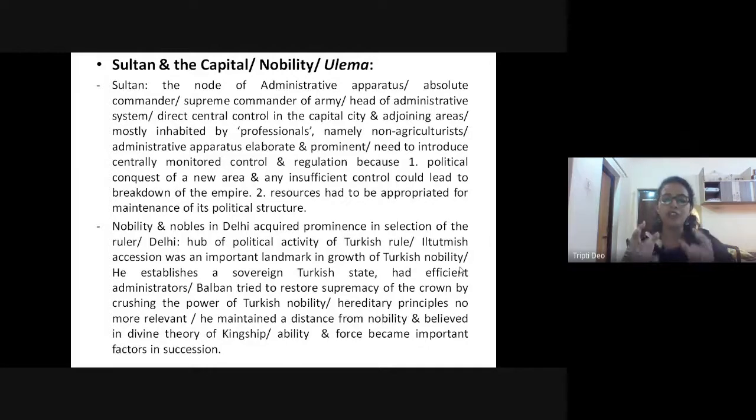He tried to strengthen the position of the Sultan by talking about his own kingship, the divine theory of kingship, that the king is most important. He has powers from God and he's a representative of God on earth. So these are the kind of notions that he attached to the king, to his kingship, just to strengthen the position of the Sultan. And also this was done to weaken the position of the nobles, at least in the way nobility was looked at. So he made ability and force become an important factor in succession.